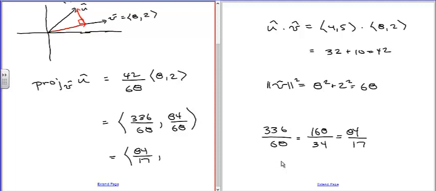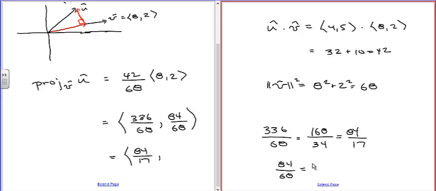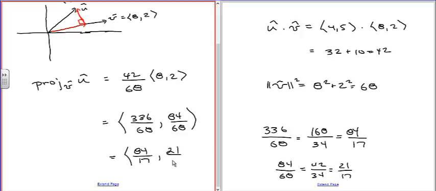And here we have 84 over 68. So if you divide both of those by 2, you get 42 over 34. Do it again, you get 21 over 17. So that's the final answer. So make sure you simplify any fractions that you end up with.